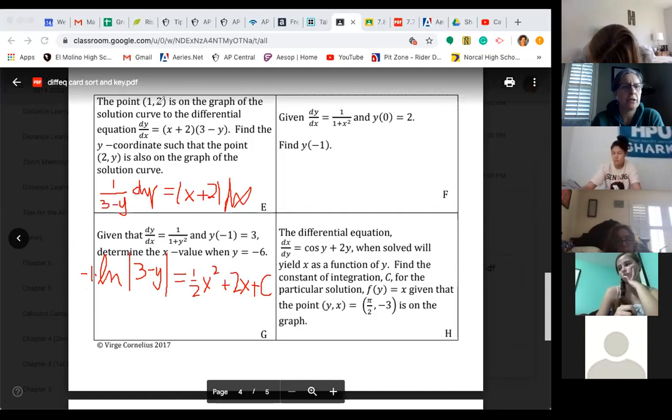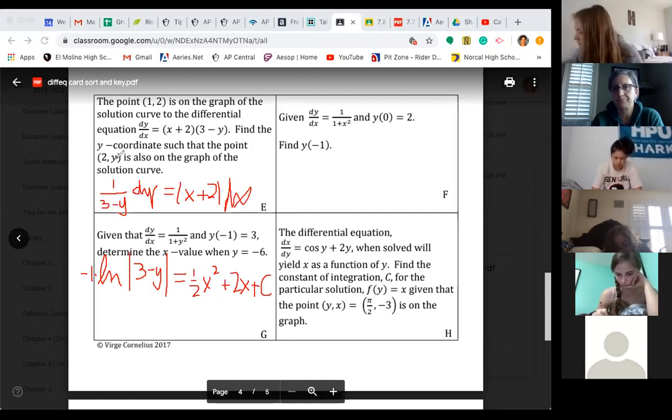All right, so then you guys know what to do from there. You would plug the 1 into the x and the 2 into the y to solve for your c. And then once you have that, you could plug the 2 into the x to solve for the y value that gives you. Okay. So I'll just leave that there and let you guys ask questions if you have them.